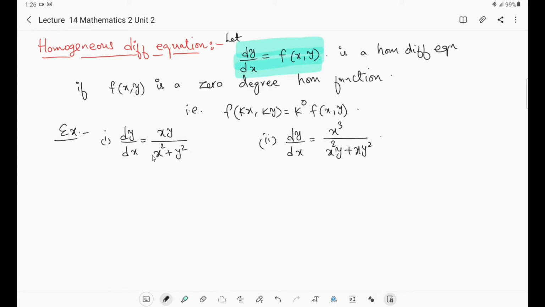So these types of equations are called homogeneous differential equations, where the right hand side function is a 0 degree homogeneous function. Here also you can observe that x power 3, and in the other y power 1, 3, total power is 3. Here x power 1, y power 2, total power is 3. So such equations are called homogeneous differential equations.